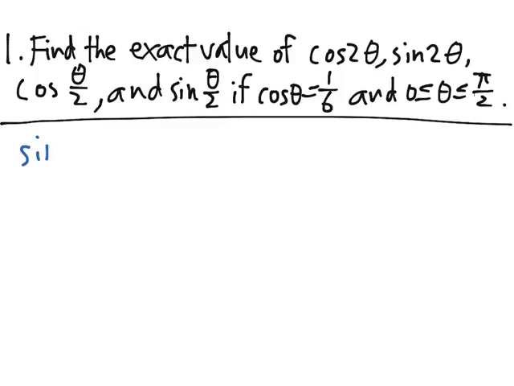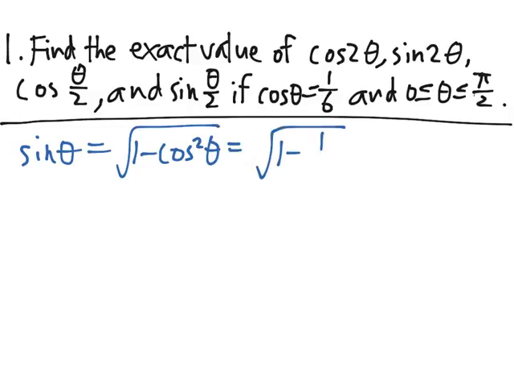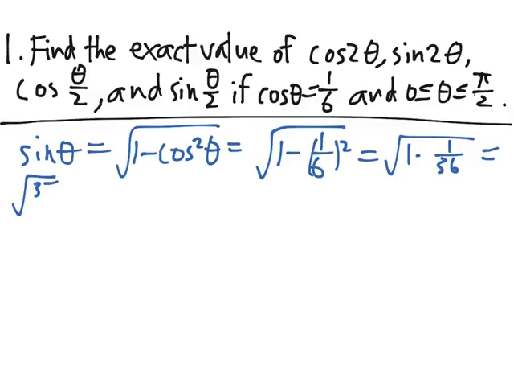So let's use the Pythagorean identity to get sine theta equals square root of 1 minus cosine squared theta. Now since theta is between 0 and pi over 2, it'll be the positive square root. Now this is equal to square root of 1 minus 1/6 squared, which equals square root of 1 minus 1 over 36, which is square root of 35 over 36, which is square root of 35 divided by 6. Now we can apply the double and half angle formulas.